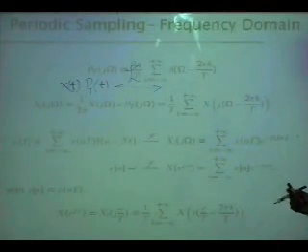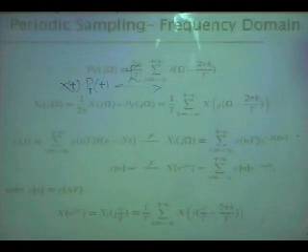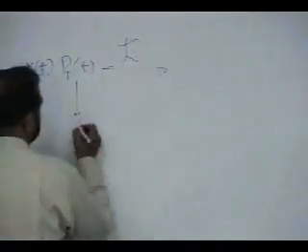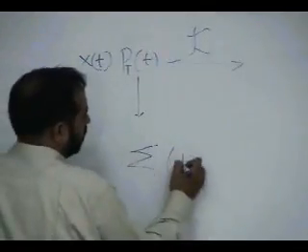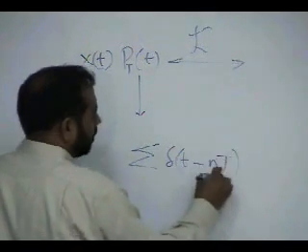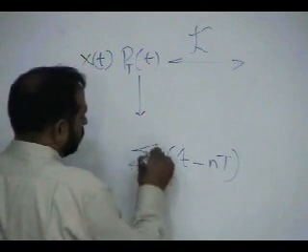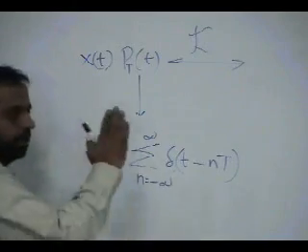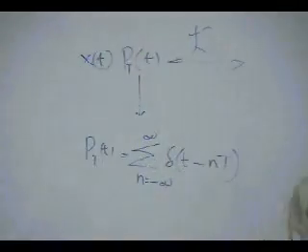Here p of t is the train of impulses. This is the signal which is written as the summation of delta of t minus nT, where n goes from minus infinity to infinity. An impulse everywhere. So the train of impulses is p of t.